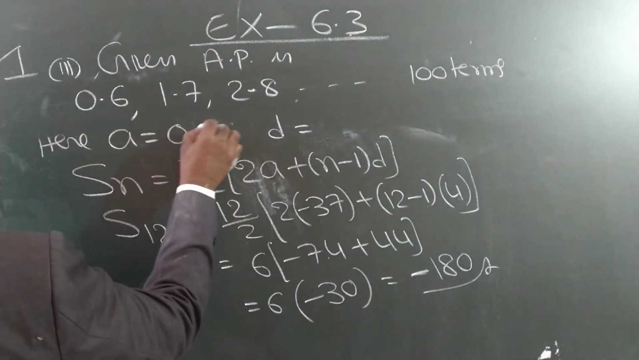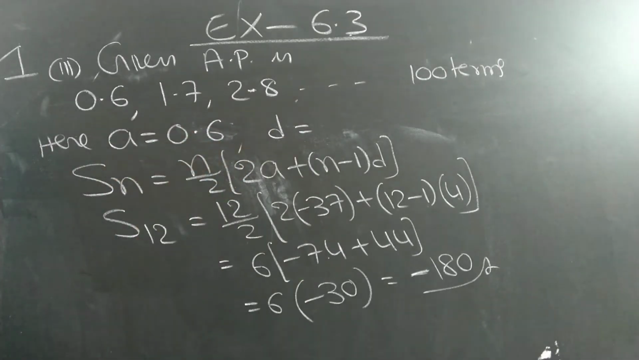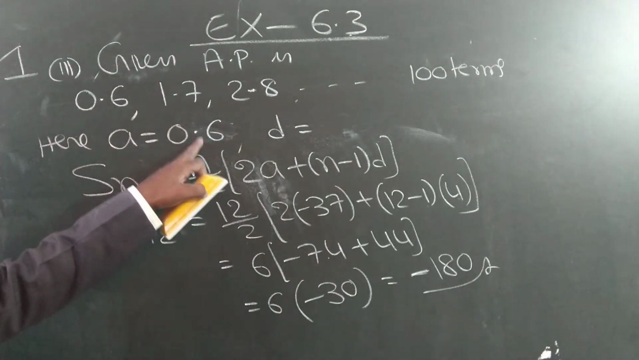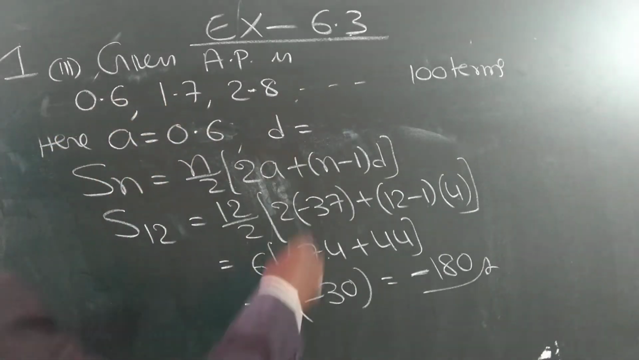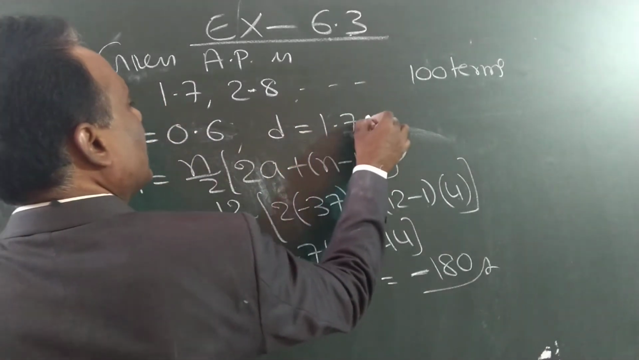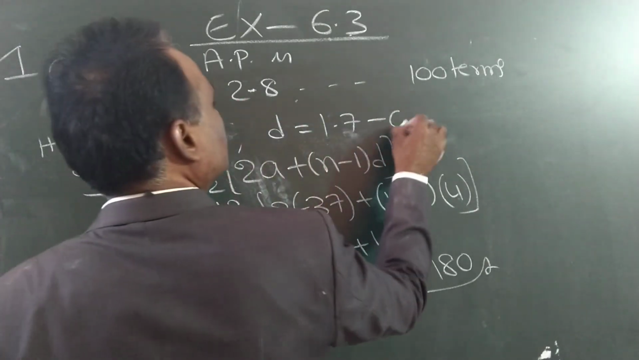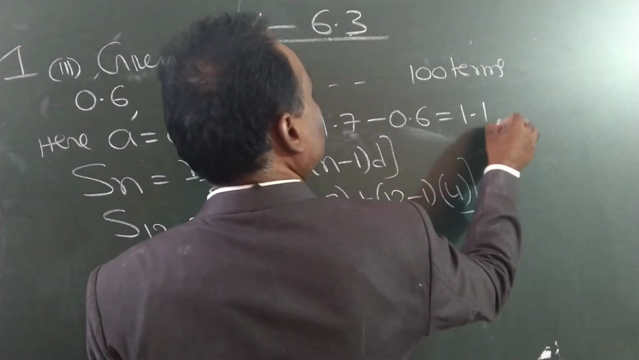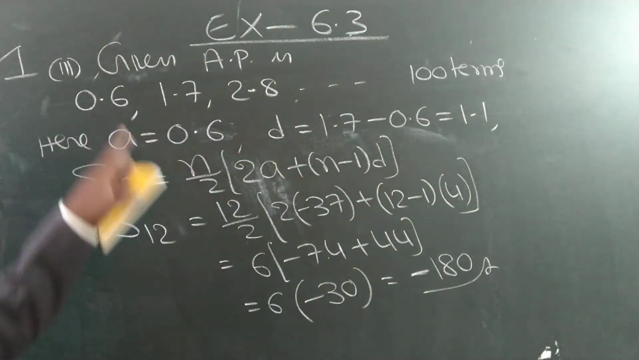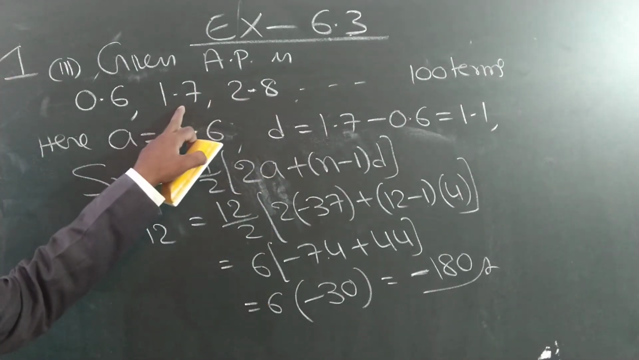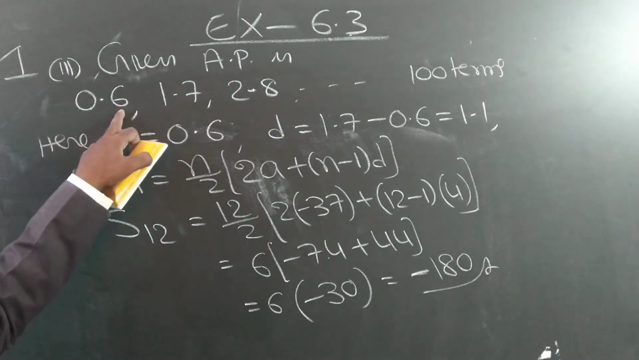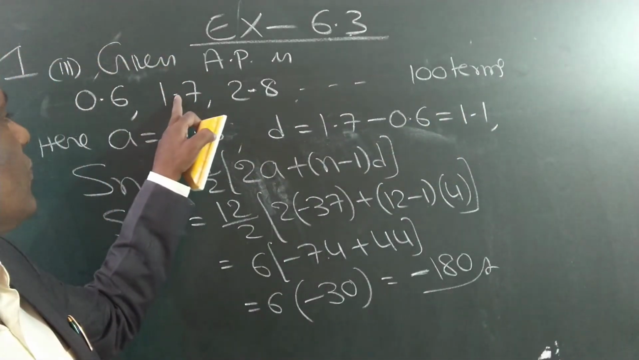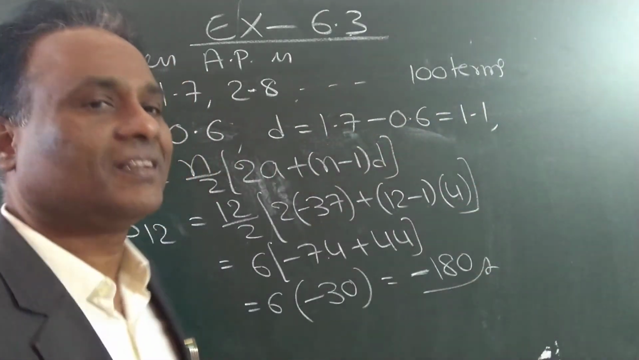A is 0.6, the first term. The difference is second minus first. How much is 1.7 minus 0.6? 1.1. Or 2.8 minus 1.7, the same difference. 17 minus 6 is 11, so with the decimal one digit before, it is 1.1.